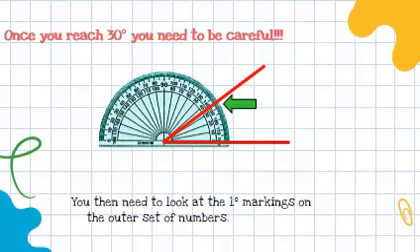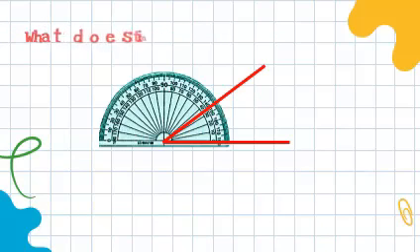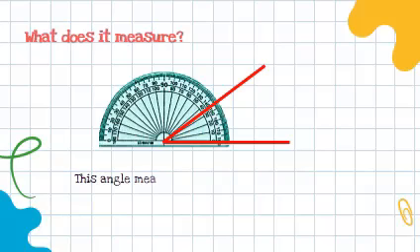1, 2, 3, 4, 5. So the arm stands on the 5th dash after the 30. So this means that the measure of the angle is 35. So it measures 35. So it's very easy.